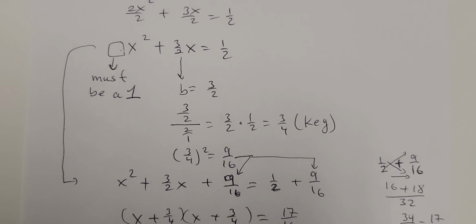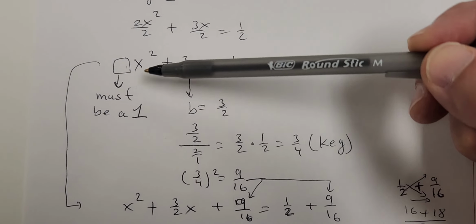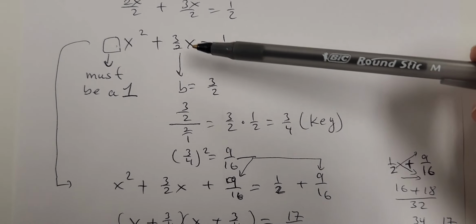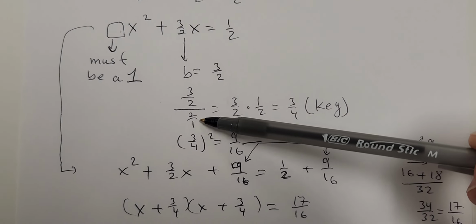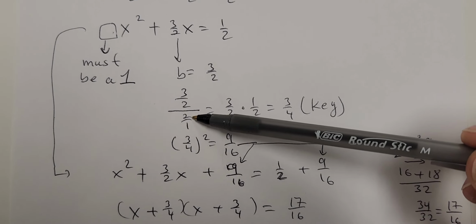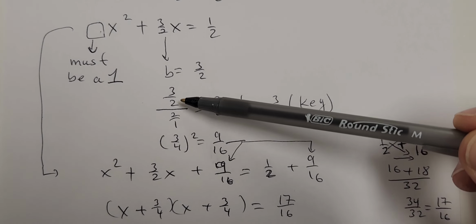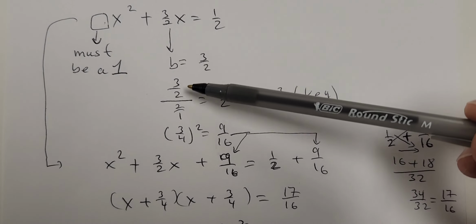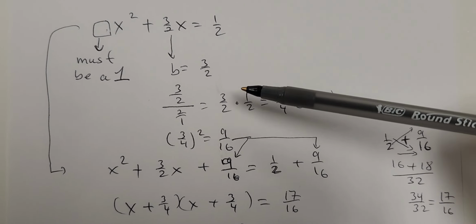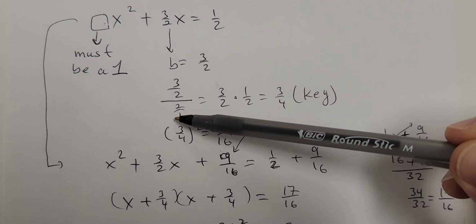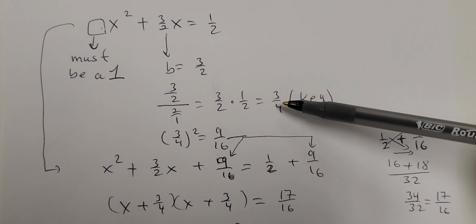Now this is a 1, so we can go to the next step. Take this, my b. So b is 3 over 2. Always divide by 2. Since this is a fraction divided by a fraction, we use the rule keep, change, flip. Keep, change to multiply, flip the bottom, so it becomes 1 over 2. After that, we just multiply across, which gives me 3 over 4.